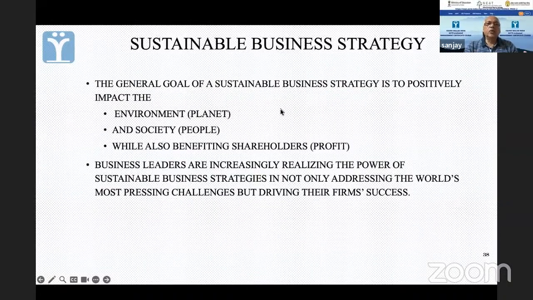Now, the general goal of a sustainable business strategy is to look at environment, which means planet, society, people, while also benefiting shareholders. That is the profit part. So business leaders are increasingly realizing the power of sustainable business strategies, not only in addressing the world's most pressing challenges, but driving their firm's success.